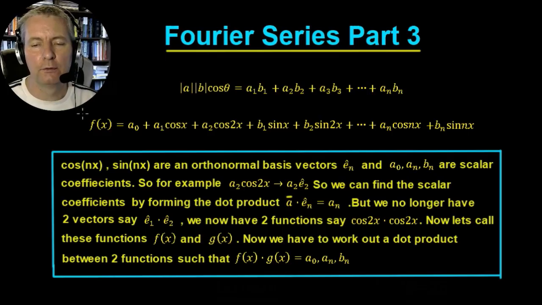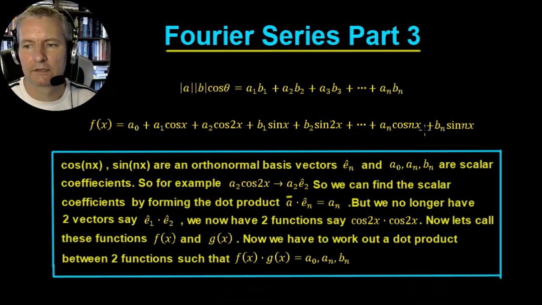Now I've also written out the Fourier series without the summation, just so we can get into each individual part of it. So that can be written as the A0 plus the A1 cos x plus A2 cos 2x and the B1 sin x plus B2 sin 2x all the way along to AN cos nx and BN sin nx.